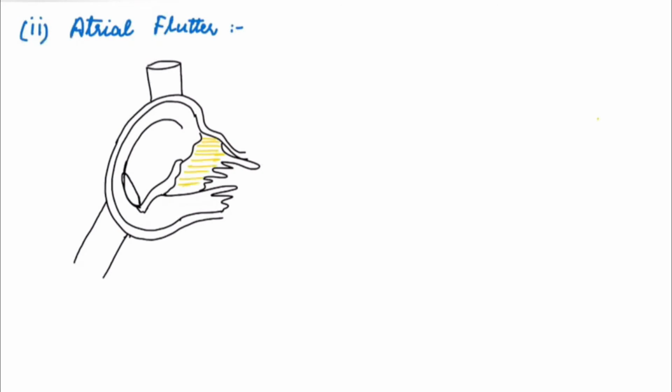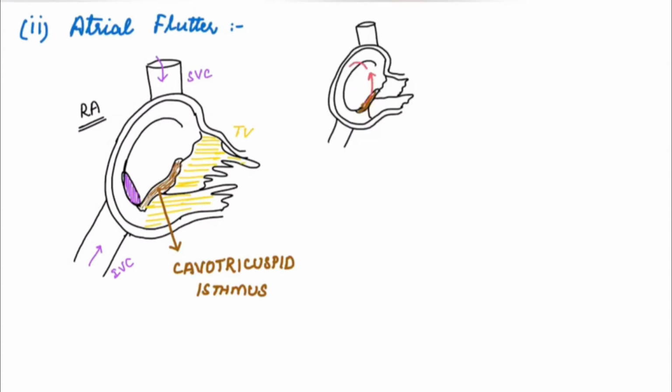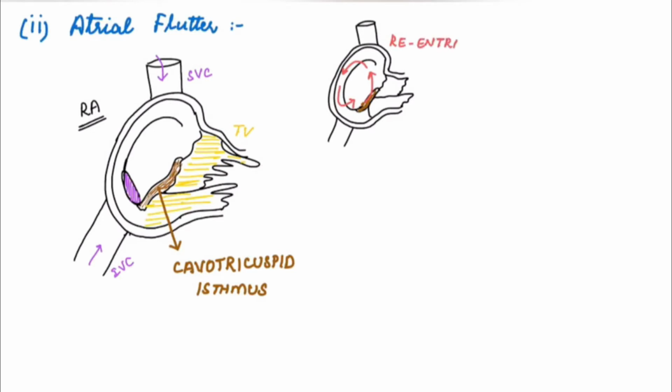So let's suppose this is the tricuspid valve, this is the superior vena cava, and this is the inferior vena cava opening into the interior of the right atrium. And in some people there is a fibrous band between the inferior vena caval opening and the tricuspid valve, which is known as the cavo-tricuspid isthmus. So this fibrous band causes re-entry of an impulse again and again back into the atria. So it acts as a re-entrant circuit.